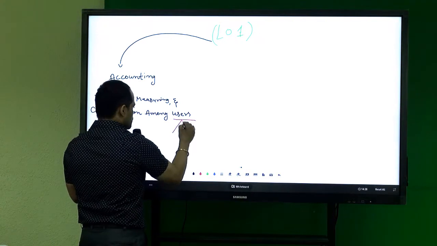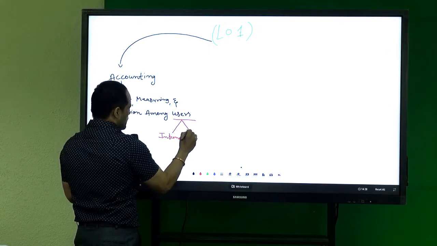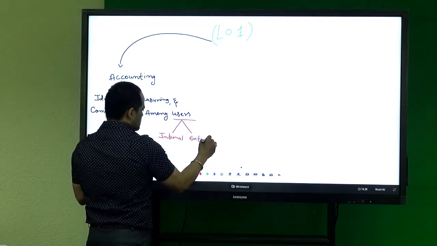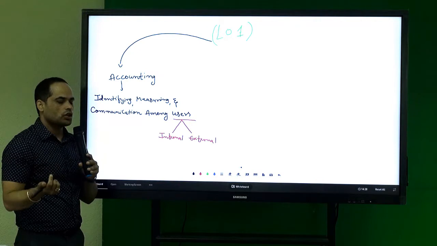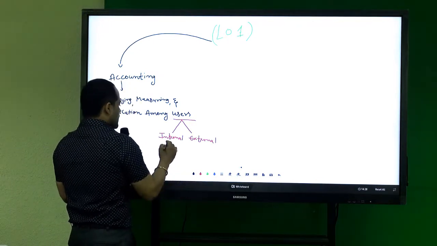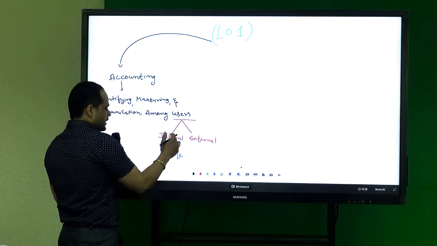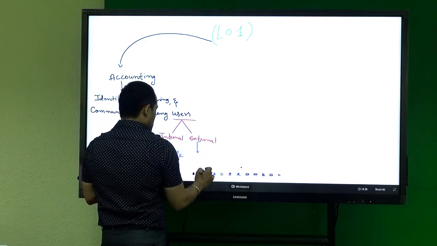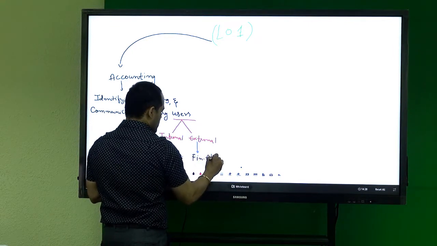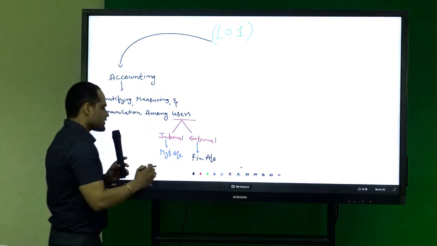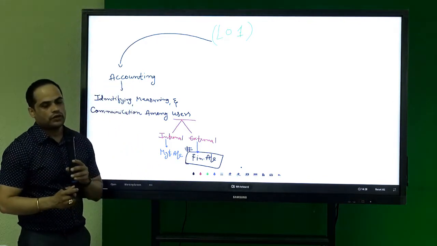So users, we have two types of users. We have internal and external. Internal users and external users, right? So management accounting provides information to the internal, and financial accounting provides information to the external. So of course, we focus more on financial accounting. All right.